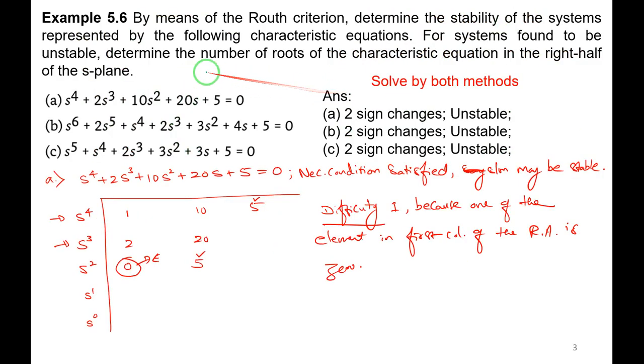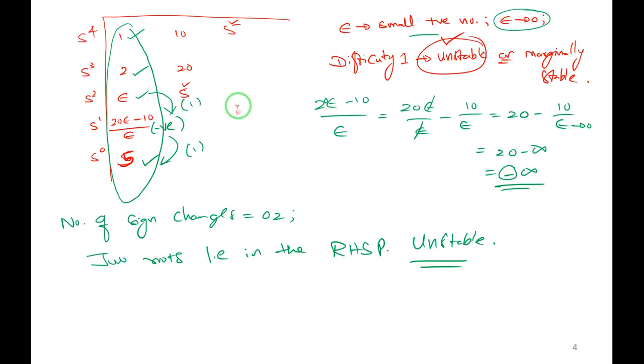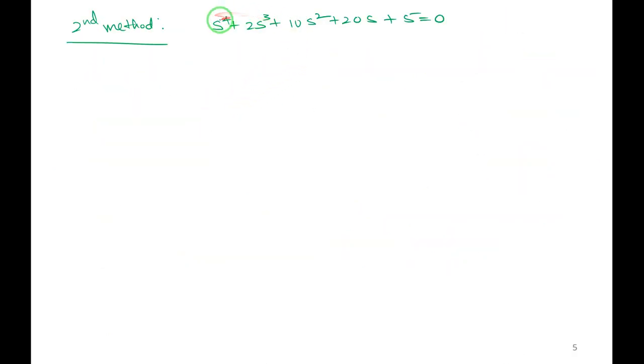So let me take this example: s power 4 plus 2s cube plus 10s square plus 20s plus 5 equal to 0. So let me check it. Right, s power 4 plus 2s cube plus 10s square plus 20s plus 5. So we will solve by the second method.